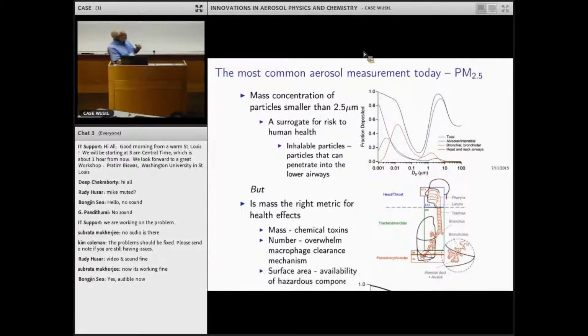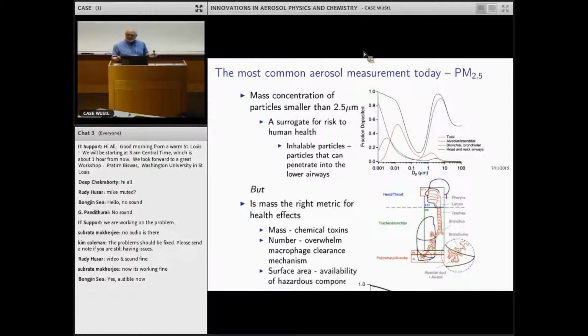Is it the right measurement? Well, is mass even the right measurement? It may be for coarse particles. It's being questioned for fine particles. Mass, basically, is looking at chemical toxicity. We could look at number. If we have a huge number of particles, we can overwhelm the macrophage population. So instead of particles staying after deposition in the lower airways for a few days to weeks, they could stay for months, because there are just too many of them for the macrophages to clear out. Surface area: how readily can material be leached from the particles? These are all suggested as possible metrics for health impact.